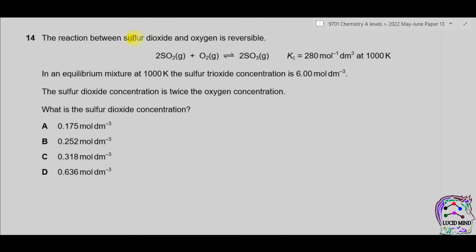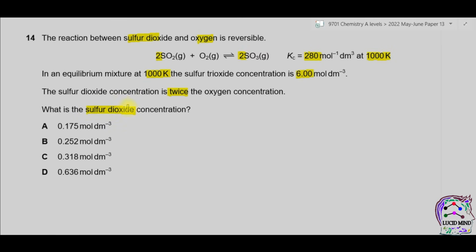Question 14. The reaction between sulfur dioxide and oxygen is reversible. We have this equation given. It is balanced. 2 moles of sulfur dioxide react with 1 mole of oxygen to form 2 moles of sulfur trioxide. Kc is also given as 280 at 1000 Kelvin. In an equilibrium mixture at 1000 Kelvin, the sulfur trioxide concentration is 6 mol per decimeter cube. So it is the concentration of this product. The sulfur dioxide concentration is twice the oxygen concentration. What is the sulfur dioxide concentration? So you have to find out the sulfur dioxide concentration.